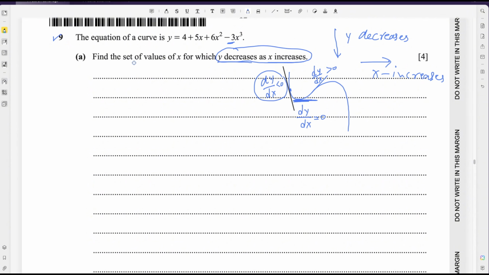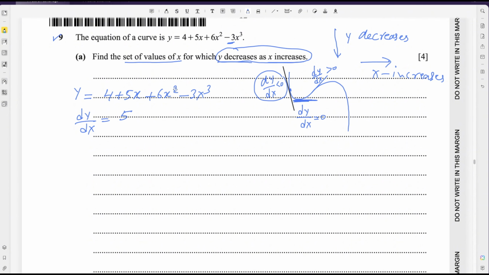Therefore, to find the set of values for x, first of all you need to find the gradient of this curve. To find the gradient, we will differentiate this function: 4 plus 5x plus 6x squared minus 3x cubed. Therefore, dy by dx will be equal to, the derivative of a constant number is 0, no need to write, and 5x gives 5.